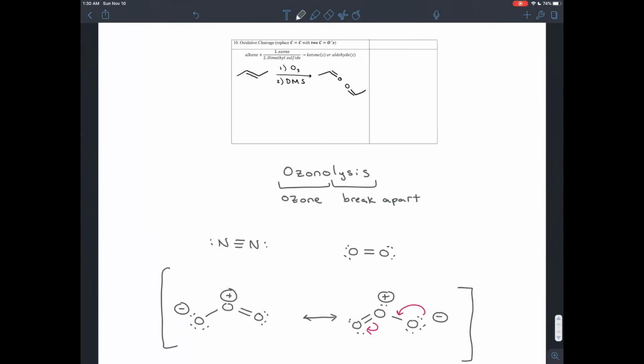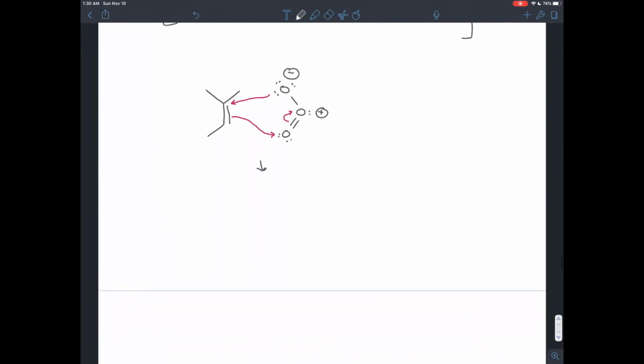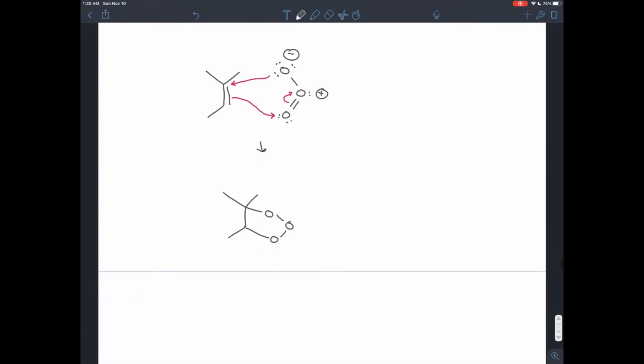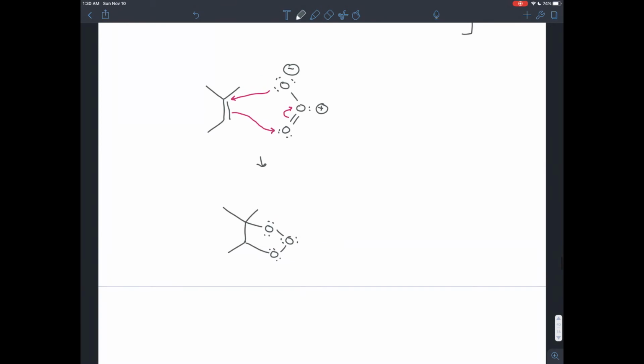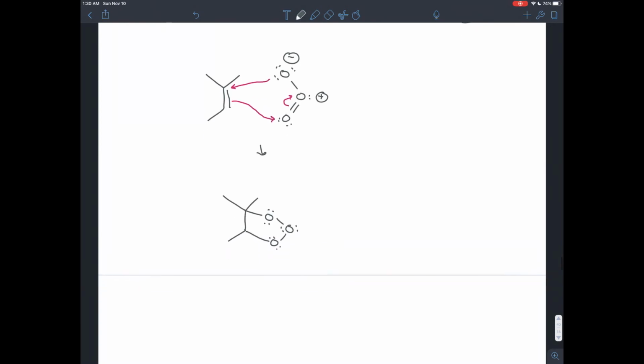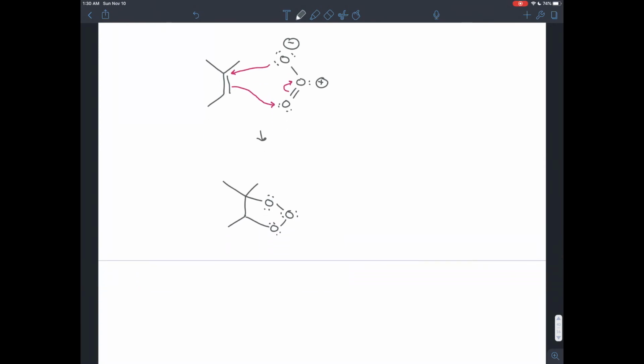So an ozonide, and what you'd have there, what that would look like, would be something like this. Okay, and so that is your ozonide. Now each of those oxygens has a zero charge now. And this sort of crumbles apart.